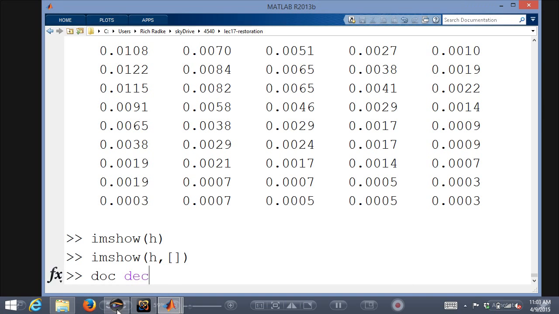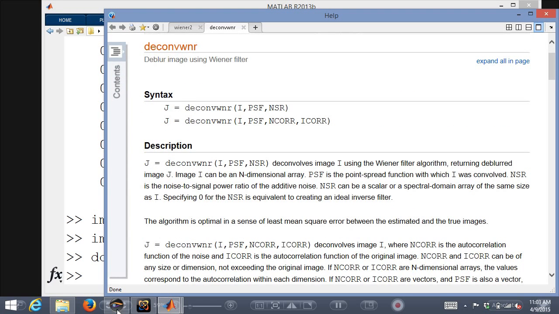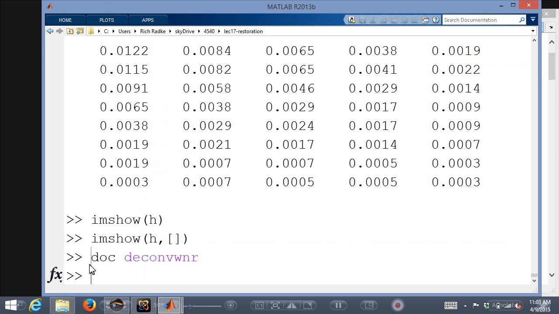So there's a function called deconvwnr, which, we're going to talk about the Wiener filter in just a second, but the idea is to say, okay, I'm going to supply the image, the estimated point spread function, and then I also need to do something about the noise. But for the moment, let's assume that the noise is 0. And so here this says specifying 0 for the noise is equivalent to creating an inverse filter.